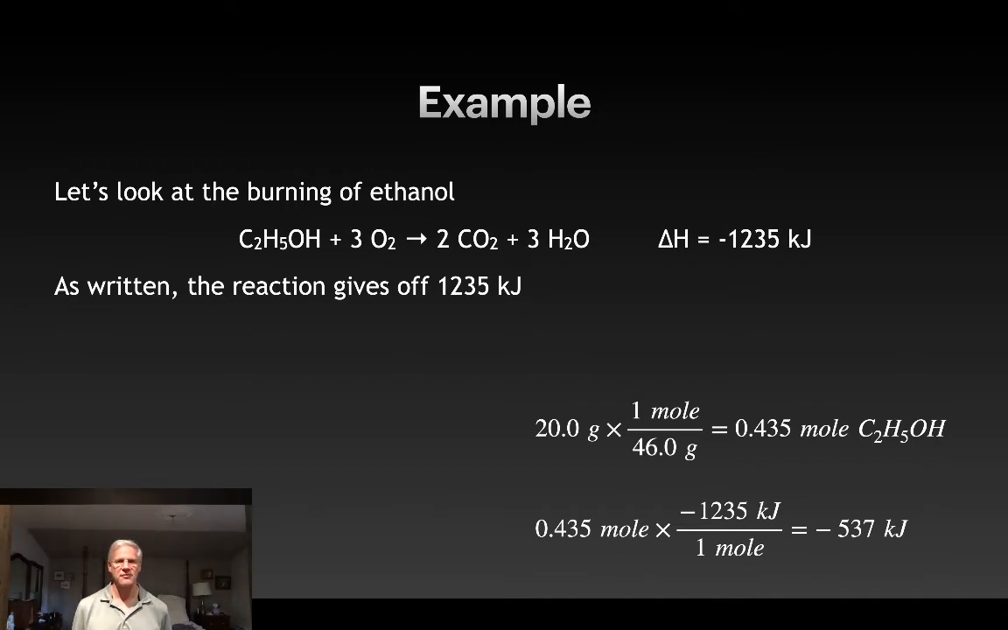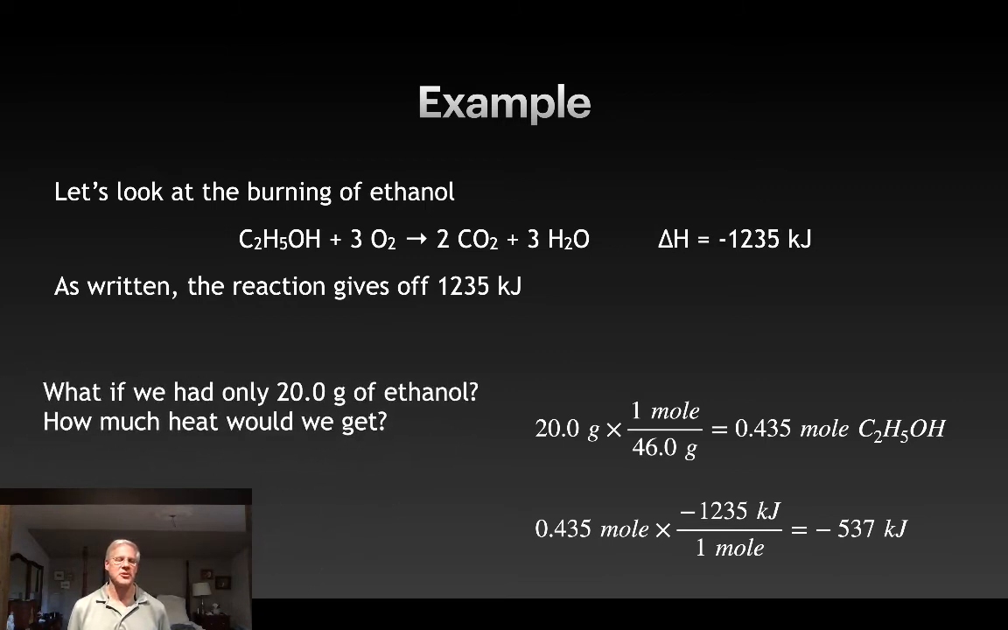That means if I burn 1 mole of ethanol and 3 moles of O2, I can expect that amount of heat. But what if I don't have 1 mole of C2H5OH? What if I only have 20 grams of it? How much heat can I expect to get? Well, I know if I have 1 mole, I'm going to get 1235 kilojoules of heat given off. So what I need to do is see how many moles is 20 grams.